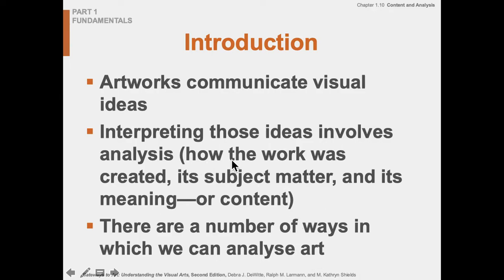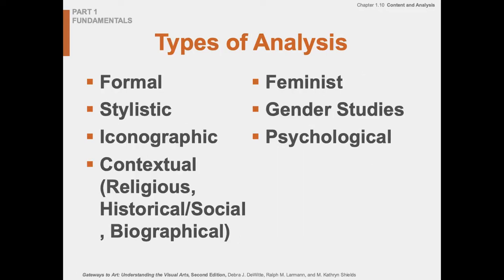But there are other ways that we can interpret work, such as the subject matter and its meaning or content, and we have several different types here. Formal is the one we study so far. I think we all go to the content. We all want to know what it means. So contextual and iconographic analyses are ones that we go to kind of automatically. But there are several other types.